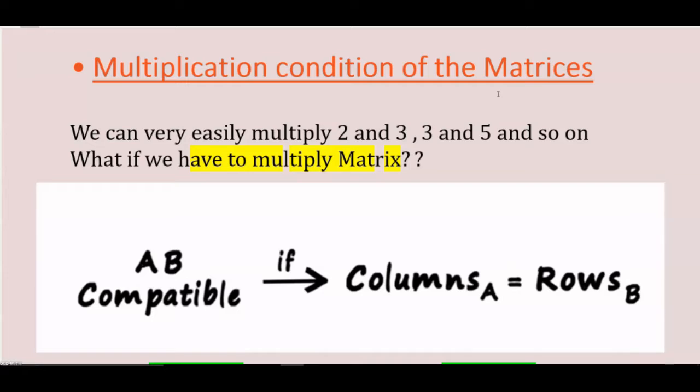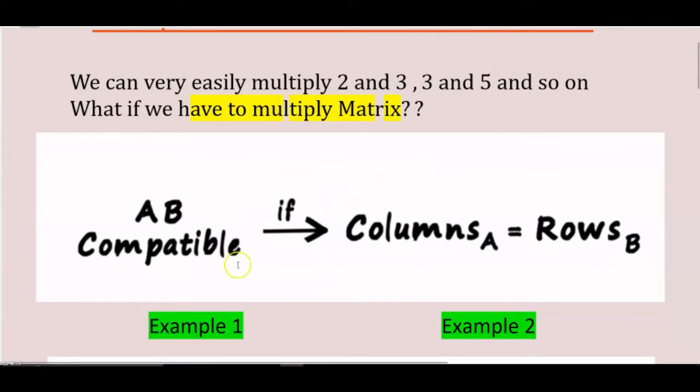We cannot multiply all matrices. There is one condition: they should be compatible. Only in that case can we multiply the matrices. What is the compatibility here? Suppose we have two matrices A and B and we have to multiply them. We can multiply if and only if the number of columns of A is equal to the number of rows of B. Only in that case can we say that these two matrices are compatible. Now we can multiply them.